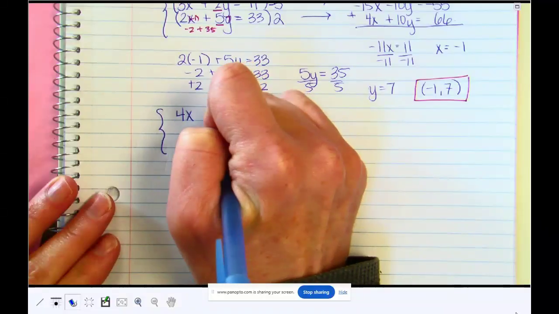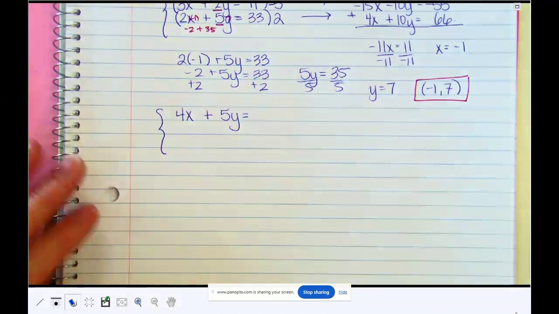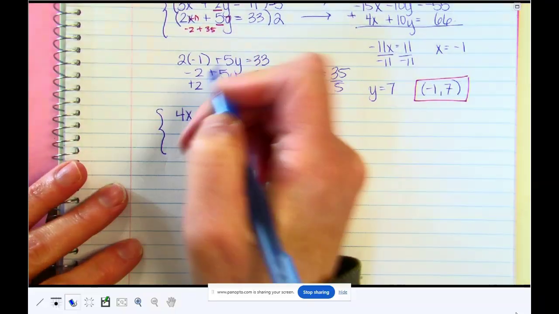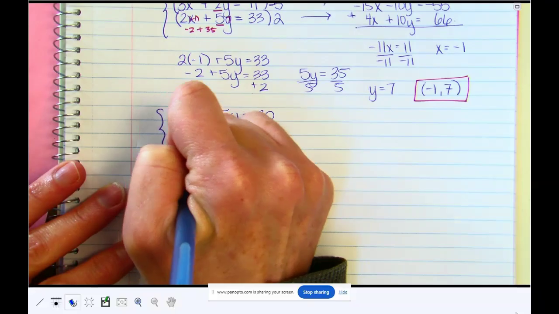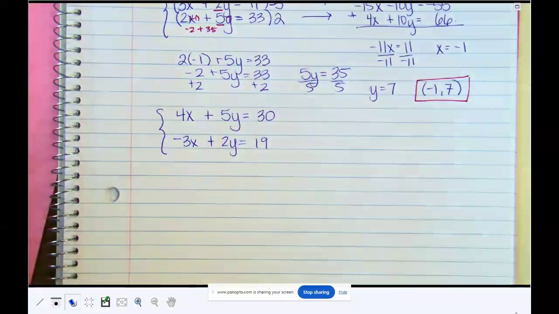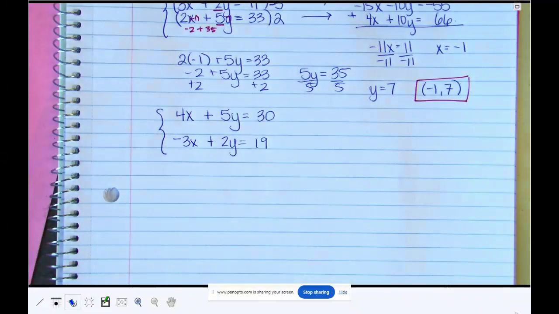So, listen to me again. These are not going to come out nice. Don't try to solve them. We're just going to talk about what you would do to make things eliminate. Okay. So, if you were going to make them eliminate, actually, let's be a little more specific.